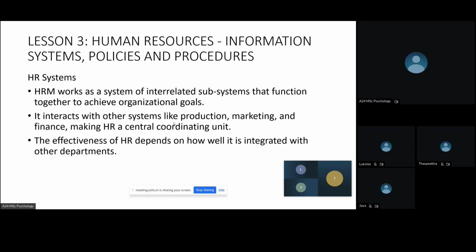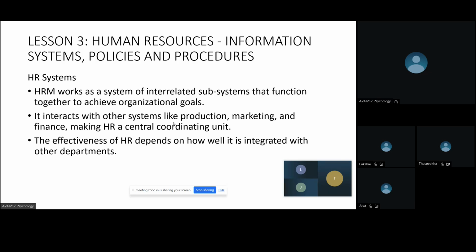And what career path they are on and what level of the organizational ladder they are at, we need to store that data, and if they have any job titles or job skills, that needs to be updated and kept in place. So all of these interrelated subsystems come into effect as an HR system, and it interacts with other systems like production, marketing, and finance also.